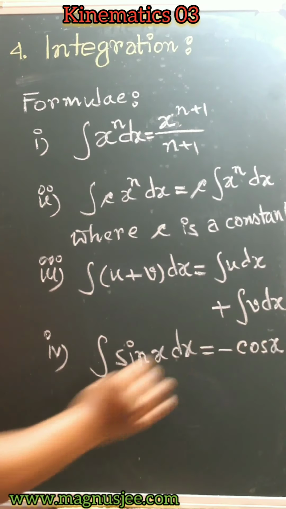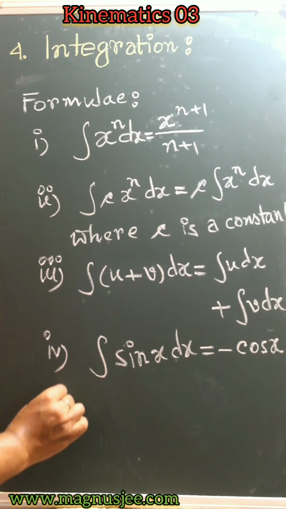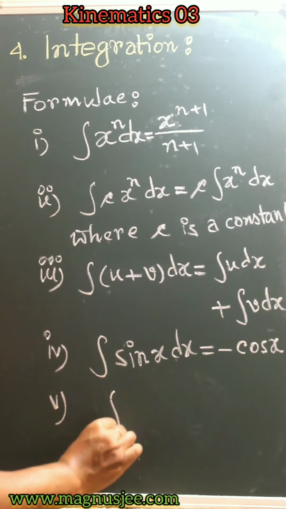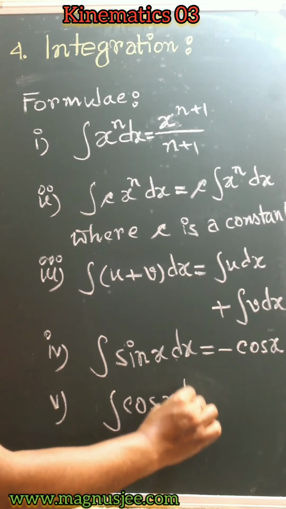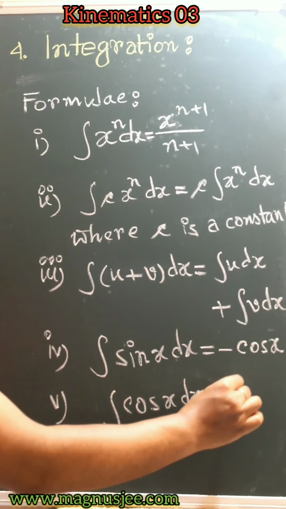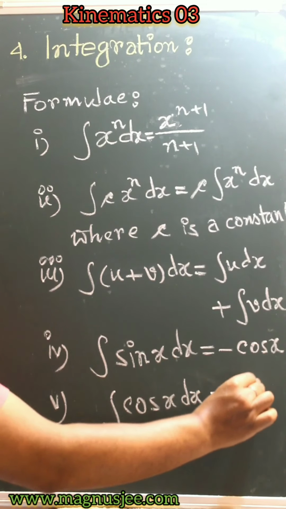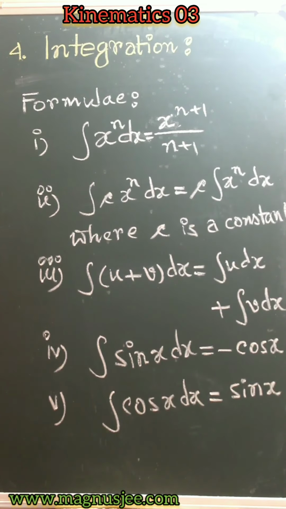Integration sin x dx is minus cos x. Number 5, integration cos x dx equals sin x.